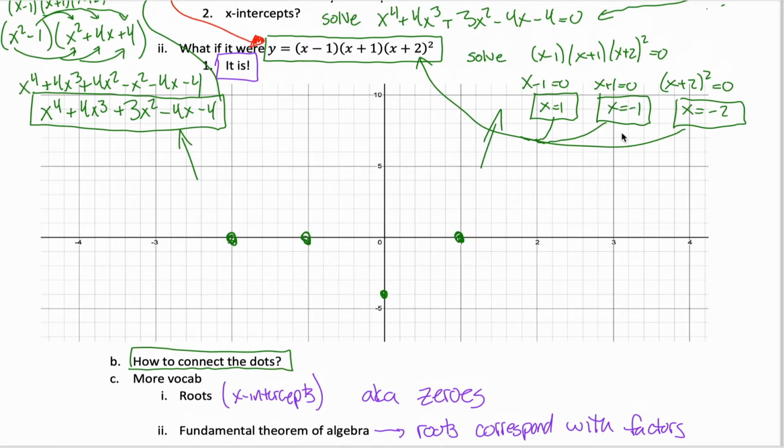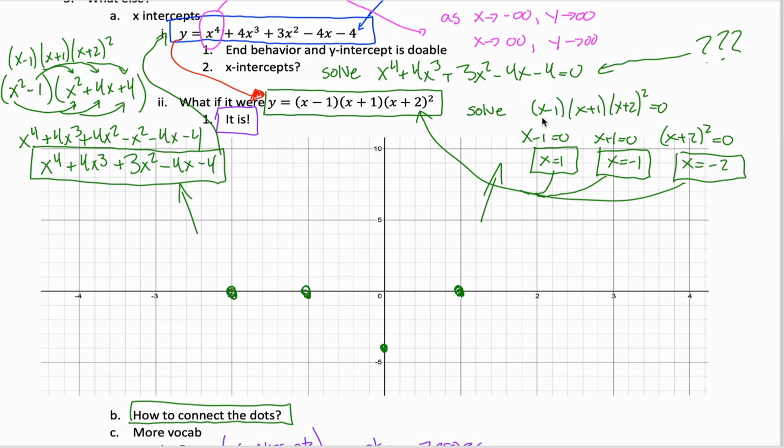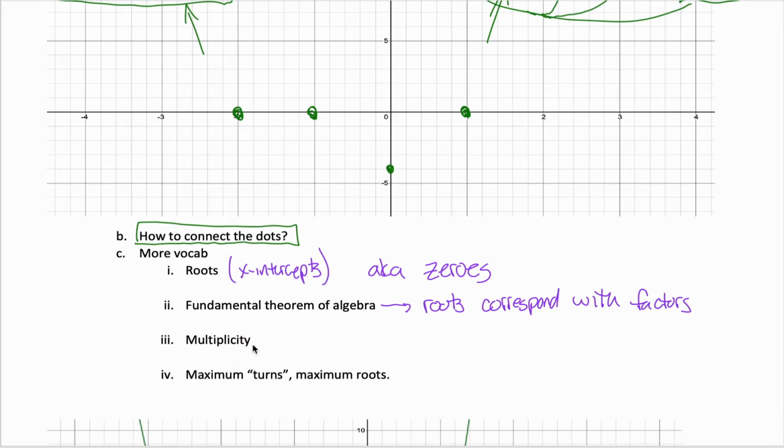If you go back up to these factors, you might notice that this factor is raised up to the first power, this factor is raised up to the first power, but this factor is raised up to the second power. We want to be able to incorporate the fact that this factor is raised up to a power greater than 1. The way you incorporate that is by talking about the multiplicity of a root. All the multiplicity of a root is the power that that factor is raised up to.